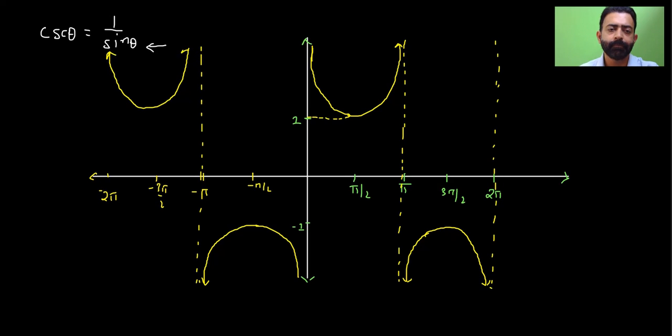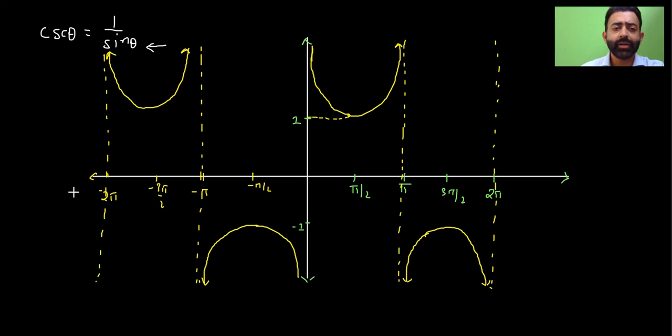All these trigonometric functions, whether sine, cos, tan or their reciprocal functions cosec, sec and cot, all the 6 trigonometric functions are periodic in nature. So this 2 pi is again one vertical asymptote.